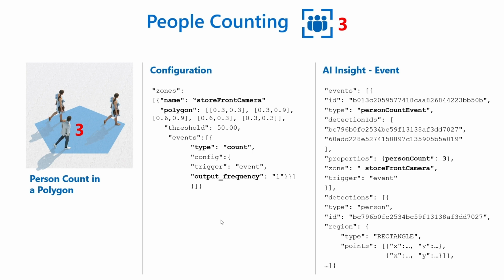To the right, we have a sample JSON for the AI Insight events emitted by the container. The type of event is person count event. Notice that we provide the friendly name of the polygon, the same way you set it in the configuration, in this case storefront camera, and we provide the person count, in this case 3. For each person, we also provide the rectangle of where in the frame the person has been detected. It is not fully shown here.